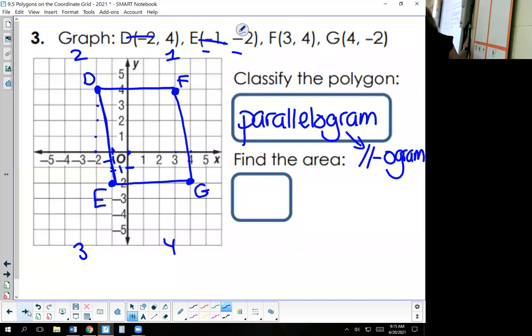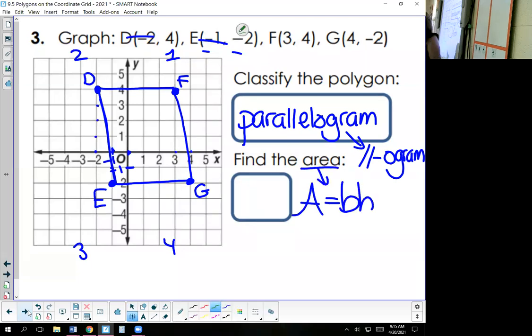Parallelogram. Because remember that I told you that symbol in math is parallel. So you're allowed, I'm okay with you using it. Okay, so how do I find the area of a parallelogram? Is it a triangle? No, so I just do base times height, right?